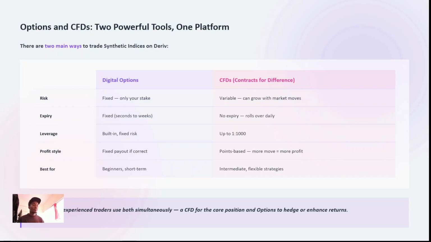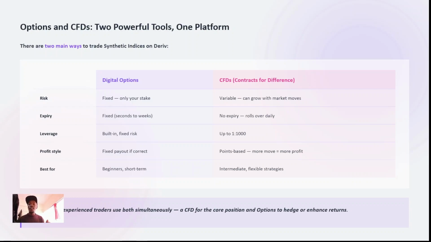And so yeah, let's dive deeper into CFD trading, because this is where you are going to be focusing more, or this is where the weight of the lesson is going to be from here. So this is the foundation. We are going to be focusing more on the CFD side. So we are not going to be focusing on these digital options. But if you want to focus on digital options, well, you can do as you please.